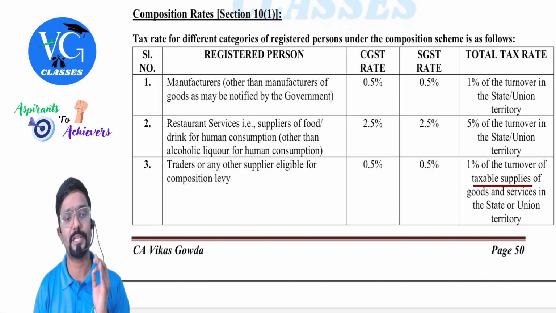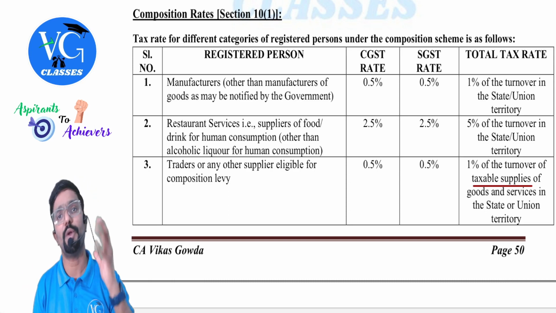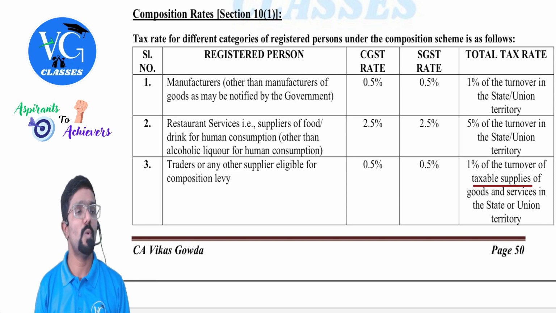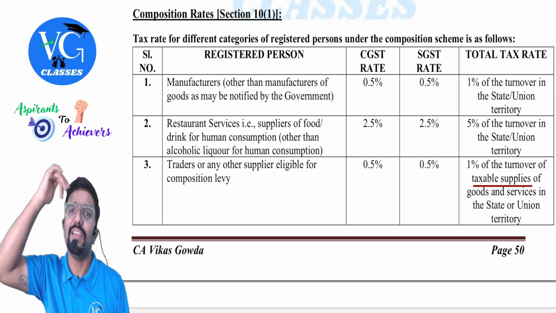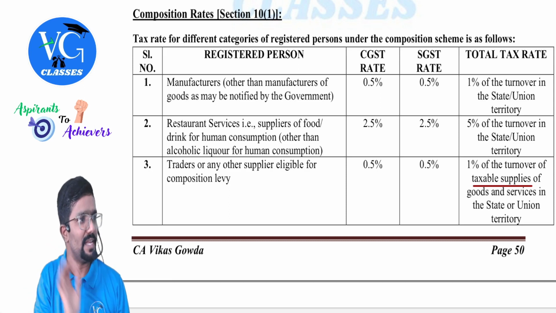We have a note for it. I will explain. First, let me finish one more. Restaurant. In between, one service is there. What is it, sir? Restaurant service. Only one service, whereas goods, any goods. Clear?